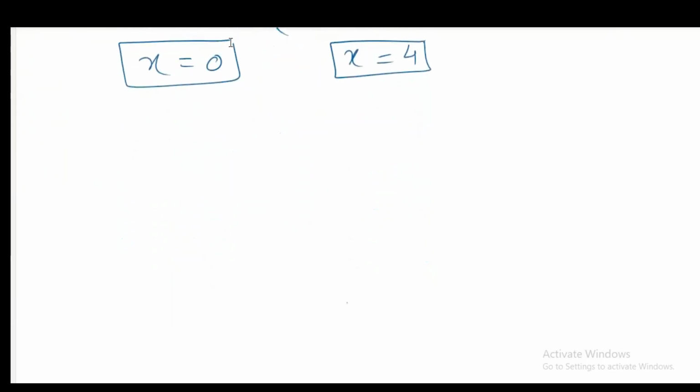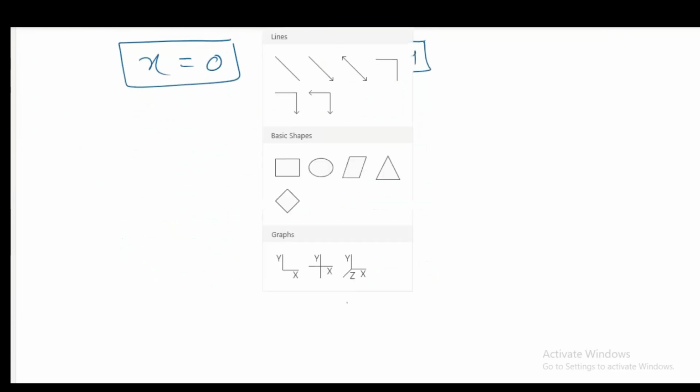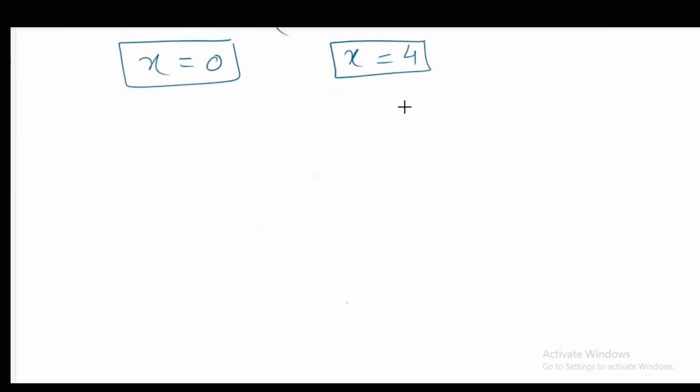Now going to sketch this parabola. So this is the x-axis and this is the y-axis. We have x equals 0 and x equals 4, so I'm going to mark 0 and 4 on the x-axis. Let's suppose this is 4 here.